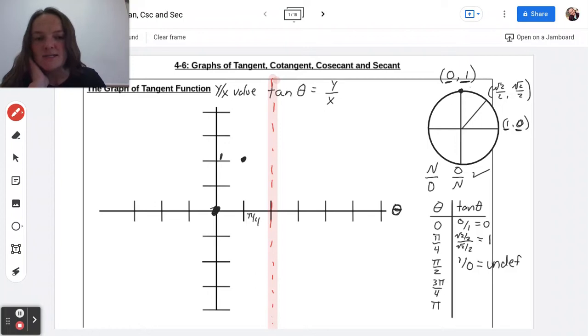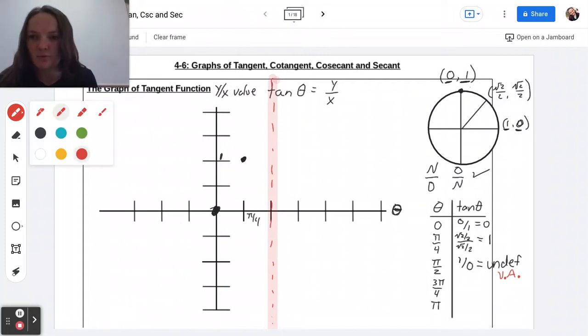So basically what we're saying is that we're going up maybe 1 and we're going over 0, which is no different than going up infinity and moving 0. And so we can actually say that there's what's called a vertical asymptote here, which we will discuss again when I come back to class tomorrow.